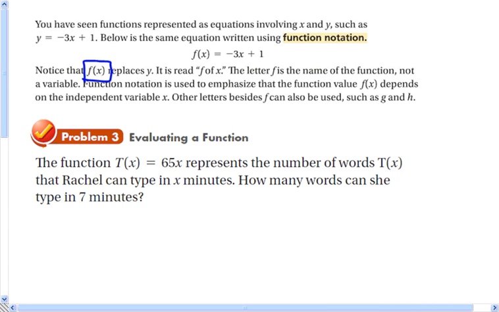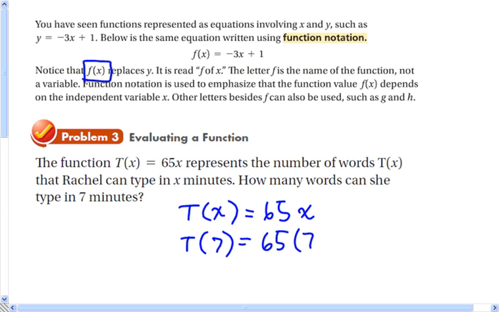So I'm designating x as the independent variable. So to evaluate a function, we want to find out how many words Rachel can type in x minutes, and so how many can she type in 7 minutes? So here's my original function. And all I need to do to figure this out is substitute 7 for x. So T of 7 means when the input value is 7, what is my output? And I'm going to substitute 7 for x here also.